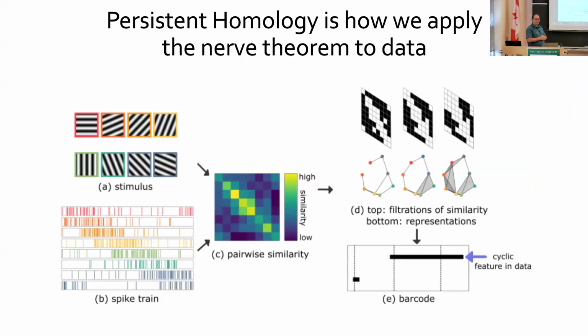So there's this tool called persistent homology. This is what Nico's going to tell us all about. I'm going to give you this one slide that tells you how it works. I start with something: stimuli, spike trains, choose your favorite thing. I compute a pairwise similarity matrix. From that matrix, I construct some kind of sequence of simplicial complexes, which again, Nico will tell you exactly how we do. And then I compute the topology in each one of them, and I sew that all together, and I get this thing called the barcode.